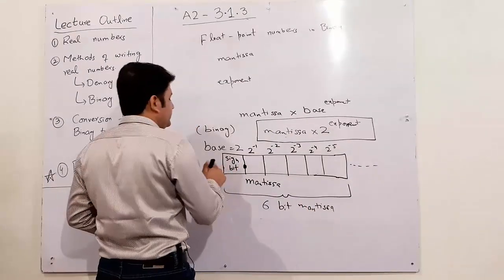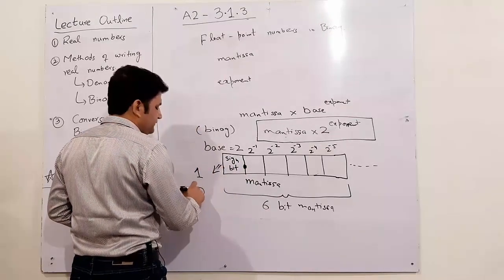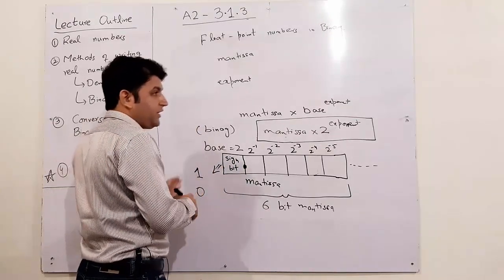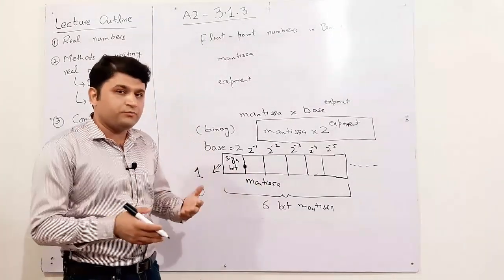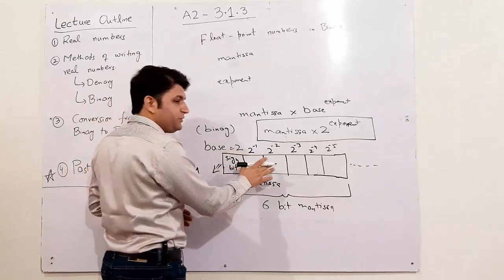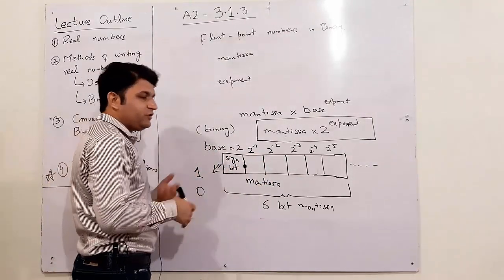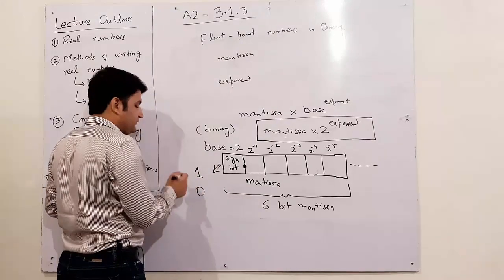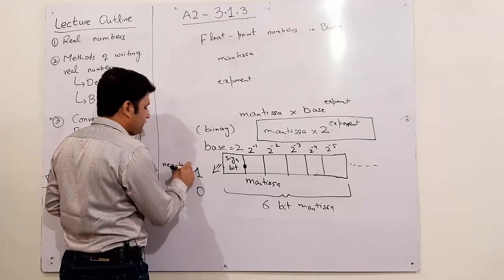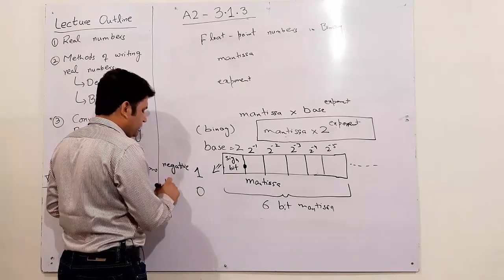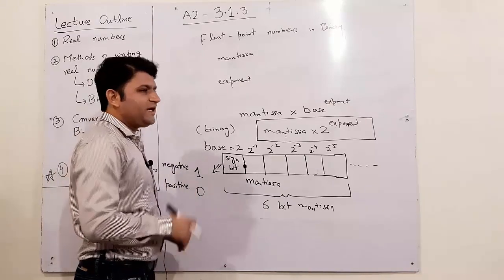For the sign bit, it can be 1 or it can be 0. As you know from P1, chapter number 1, that is about 2's complement. Since it is the 2's complement form, the sign bit actually denotes what type of number it is. If the sign bit is 1, then the number is negative. If the sign bit is 0, the number is positive. So it's as simple as that.